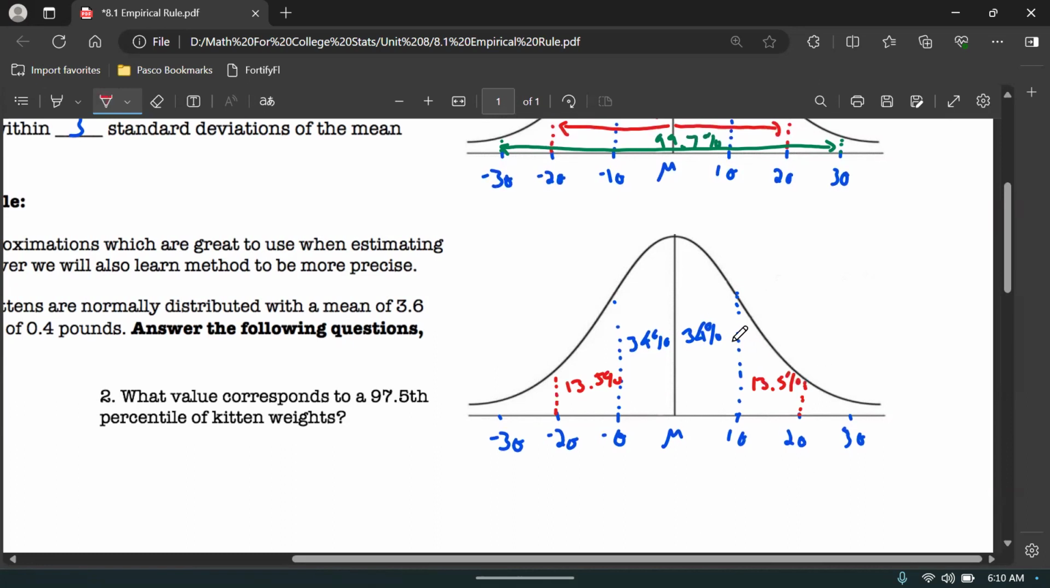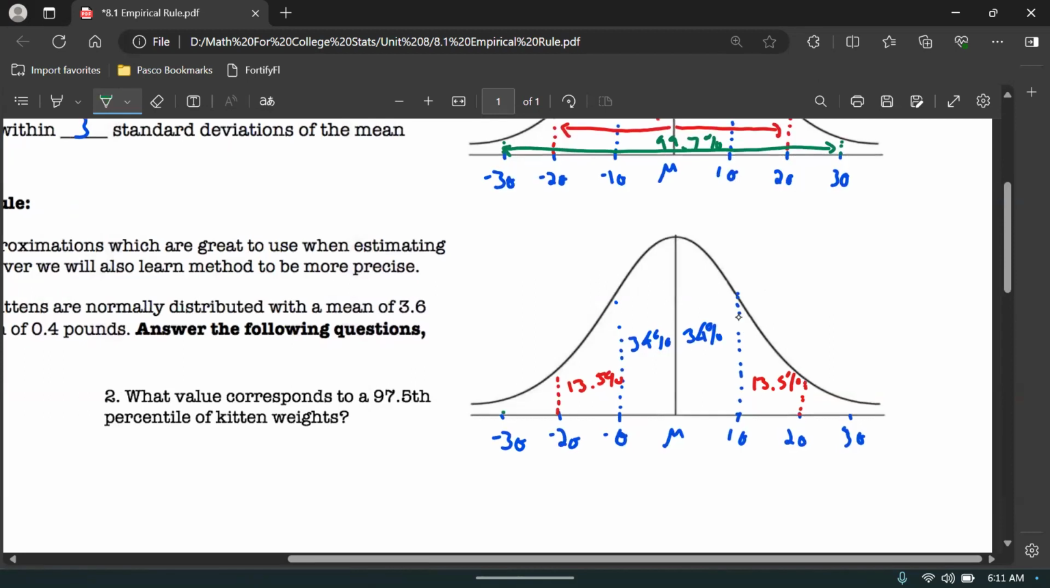And so now, if you added all 4 of these together, this would add up to 95%. 13.5, 34, 34, and 13.5 should total 95%. But now we need to get to 99.7. How much is this little region here? Well, take the difference. 99.7 minus 95 is 4.7. So we have 4.7 that needs to be split between these two regions. If we cut 4.7 in half, that gives us 2.35. So each of these little regions is worth 2.35%.